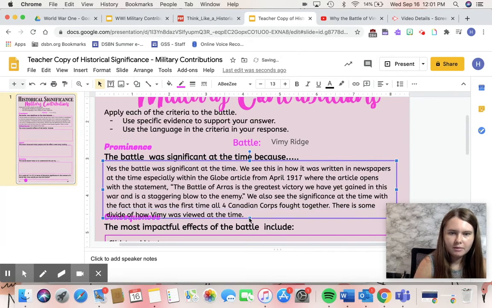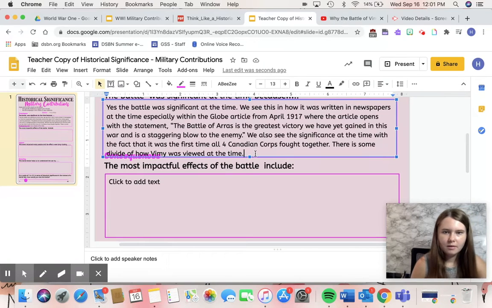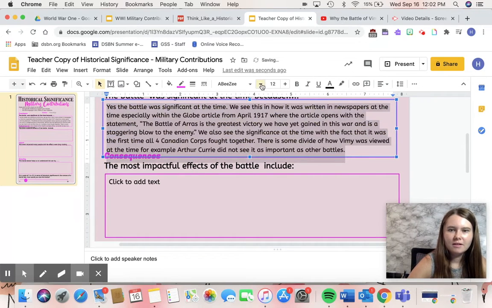Let's see if I can expand this. Might not be able to. I might have to move everything down. I'll say, for example, Arthur Currie did not see it as important as other battles. And let's deal with this now. Okay. So let's make this a little smaller text size. Let's bring this down. There we go.